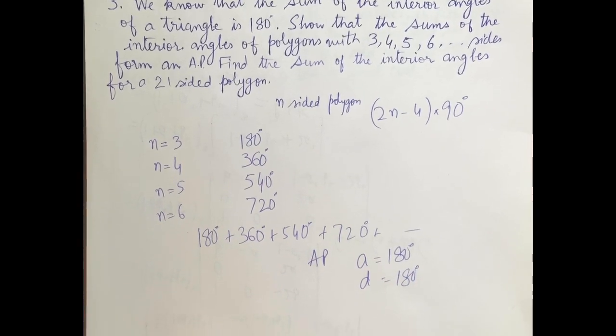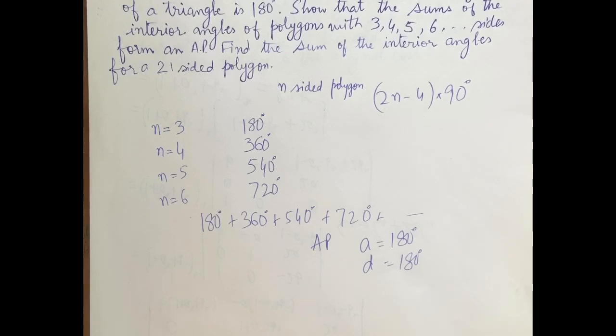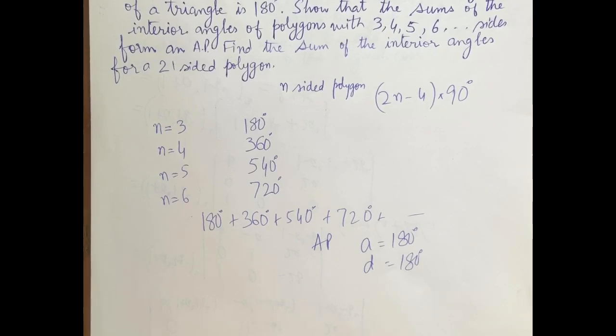Next we have to find out the sum of interior angles for a 21 sided polygon. 21 sided means it will be the 19th term of this series, because we are starting from 3. Let's find out the 19th term.